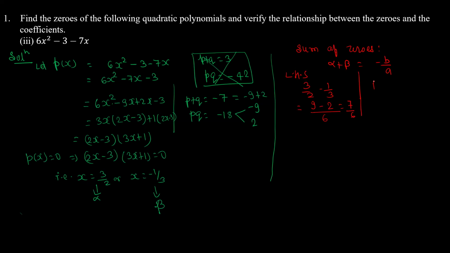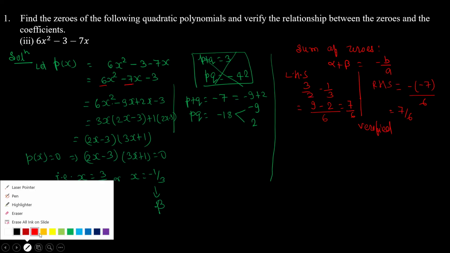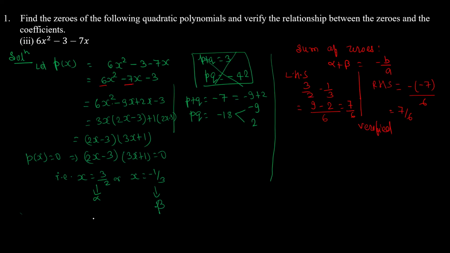And minus b by a, this is the RHS side. What is the b value? b is what here? Minus 7. And what is the a? a is what? 6. Okay. b is minus 7, a is 6. So finally 7 by 6. So that is also verified. Next क्या verify करना? Next what we have? Product. Product of zeros.